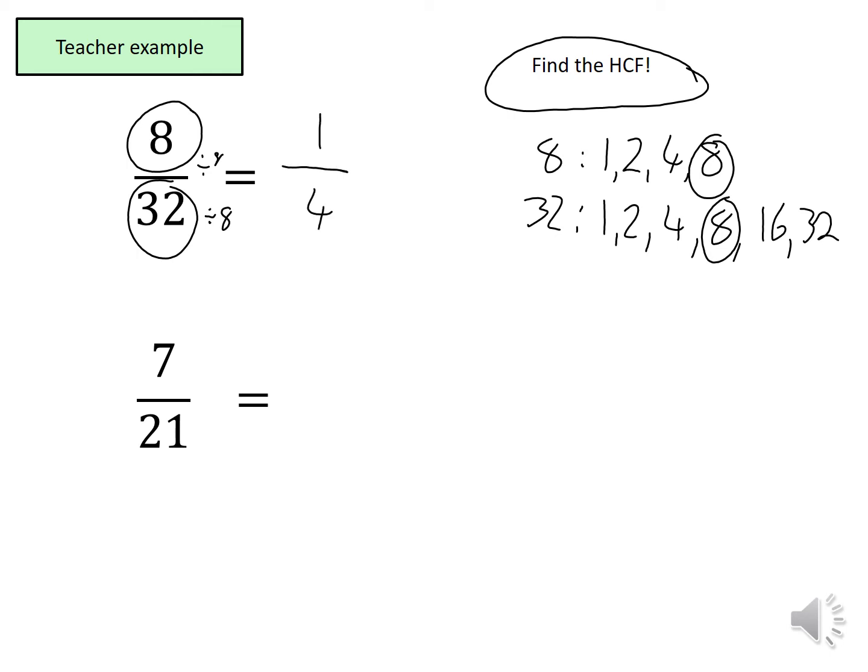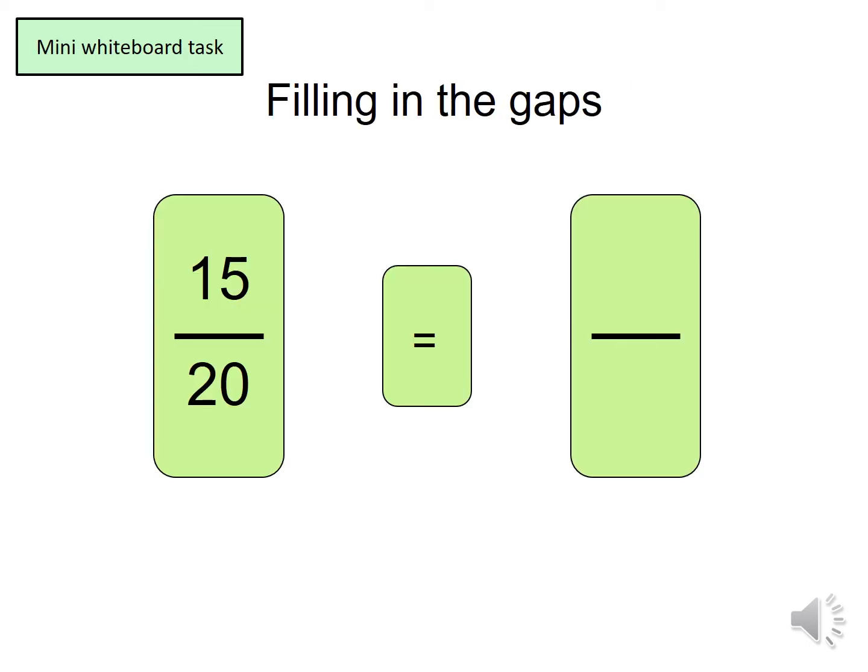So again, let's have a look at the next example. We'll do the same thing. The highest common factor, the HCF, of 7 and 21 is 7. So what I'm going to do is divide the top by 7, the numerator divided by 7, and divide the denominator by 7. 7 divided by 7 is 1 over 21 divided by 7, which is 3. So we have fully simplified our fractions. Okay, what I'd like you to do is to pause the video and have a go at simplifying this fraction by filling in the missing gaps.